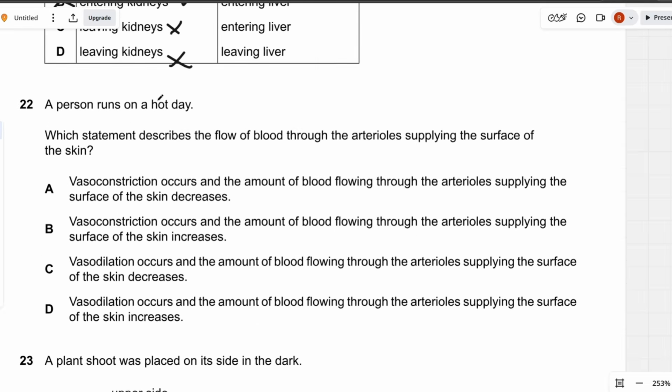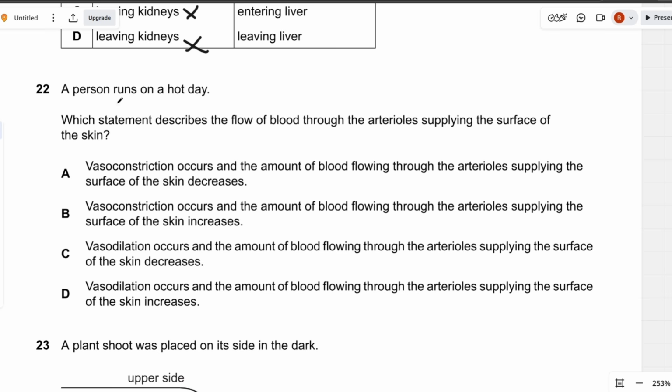A person runs on a hot day. Which statement describes the flow of blood through the arterioles supplying the surface of the skin? When it's a hot day, the body tends to get hot. Therefore, the body will try to get rid of that hotness. And it'll do that by increasing the proximity of the blood to the surface of the skin so that more radiation will be lost, therefore more heat loss, and the body cools down faster.